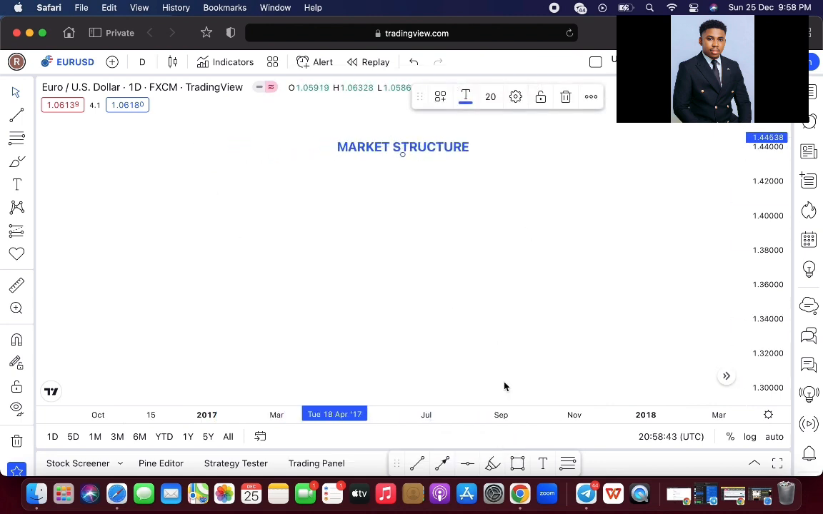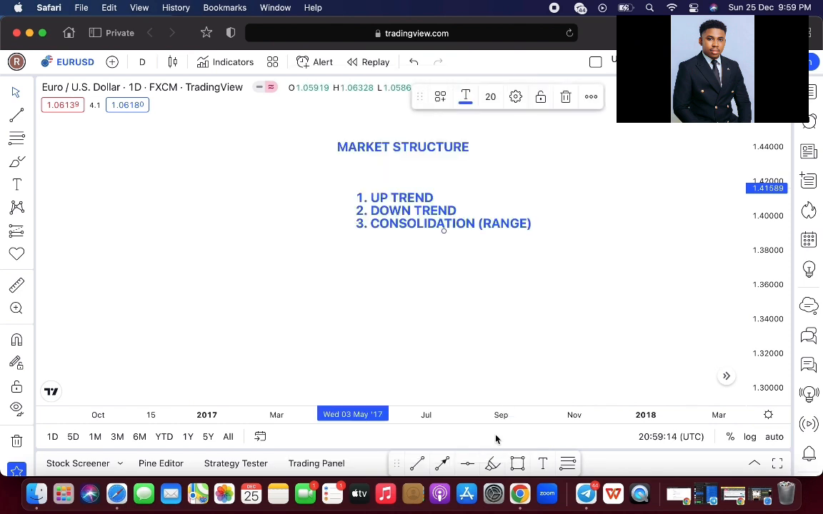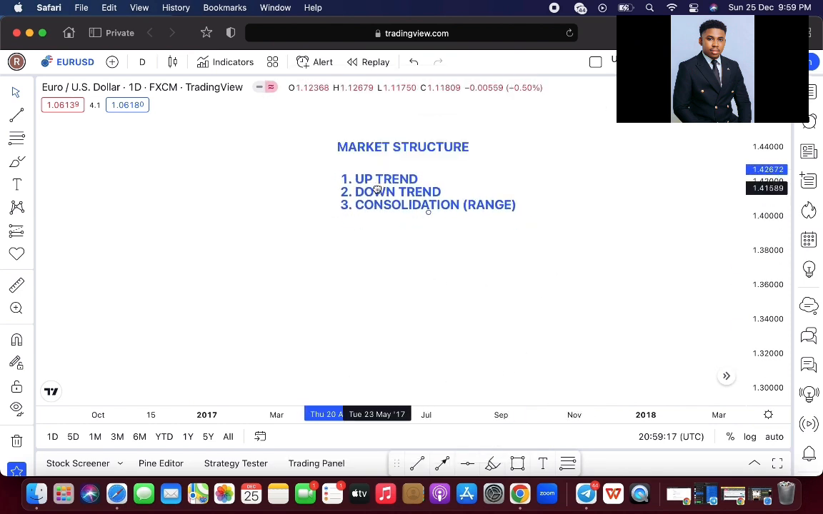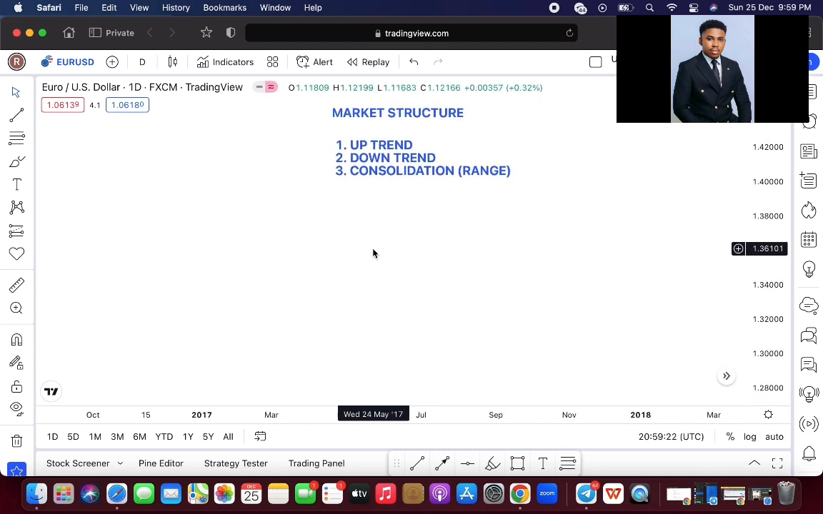So like I said, the market moves in three phases. It could either be an uptrend, it could be a downtrend, or it could be a consolidation. You could also call this a range. So a consolidation could also be called a range. These are the three major movements the market makes. I'm going to be explaining all of these, so we'll start with an uptrend first.